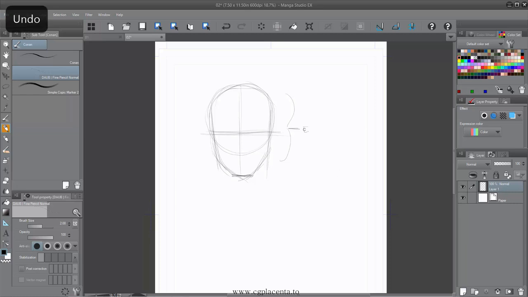Let's try and neaten that up for you a bit, shall we? The nose will go halfway between the next section. Excuse my messy handwriting. And then the mouth will go halfway between the next section. Okay, pretty simple.